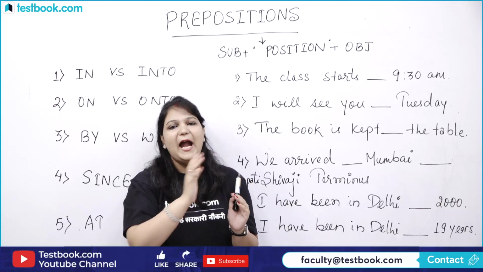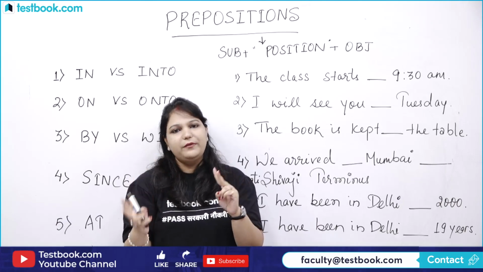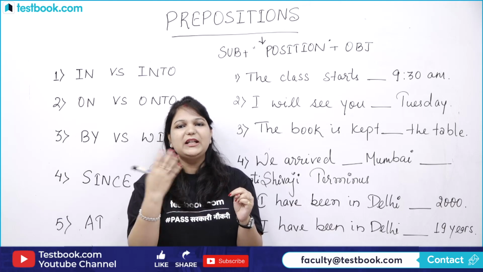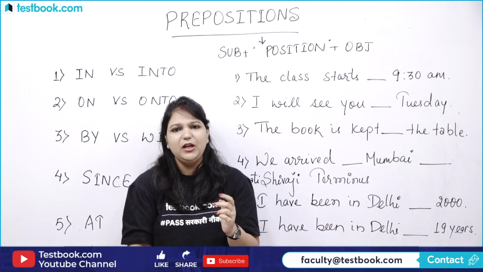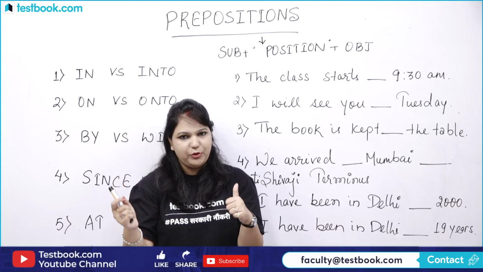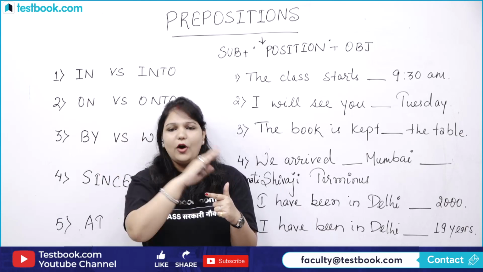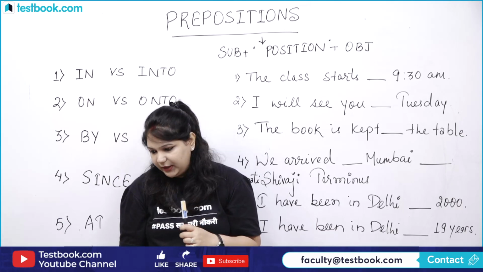So these are the two types of uses on which grammatical error based questions can be formed. The first one is the use of prepositions with similar meanings, and the second one is the preposition being followed by another verb or another word.